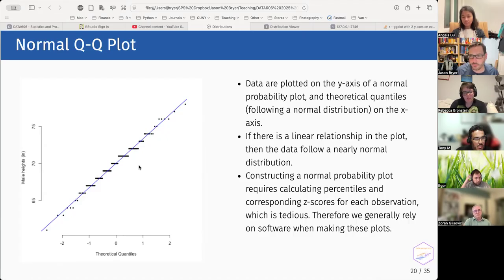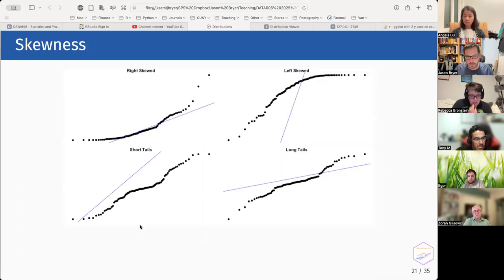Now, one thing this reveals to me is that we got this kind of step, and that's an artifact because this data set measured the heights in whole inches. But when you go to quantile, you're going to get the fractional, so each of these gaps is 1 inch because we didn't do fractional inches. Okay, great. So this might be okay. Now, these are just some examples. When you have right skewed distributions, you tend to get a curve up, left skewed would curve down. You can get short and long tails, which is going to show a little bit of skewness. So it's not perfect, but it's a pretty good tool.